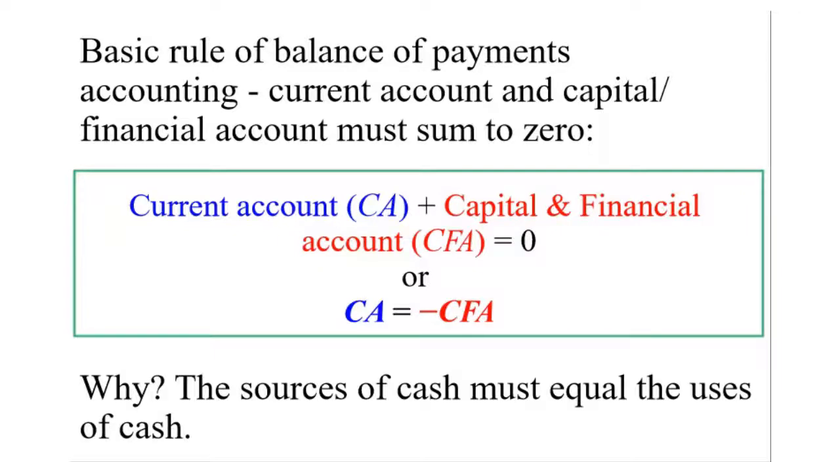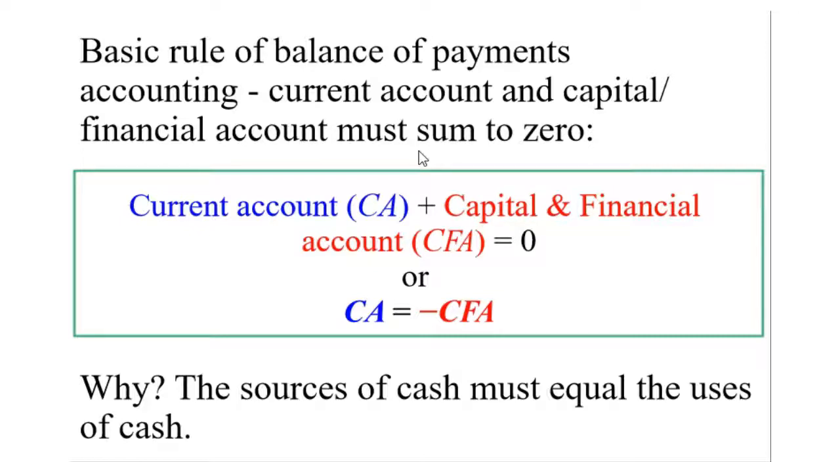Now, because current accounts and capital or financial accounts have deficits and surpluses, that means that one of them is going to be positive and one of them is going to be negative. And what's interesting is that they always equal zero. When you add them together, the current account, CA, plus the capital and financial account, CFA, equals zero.